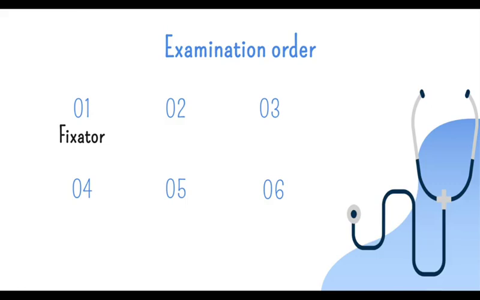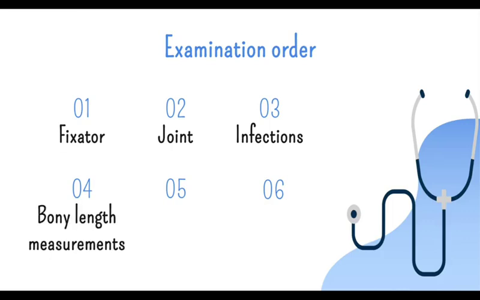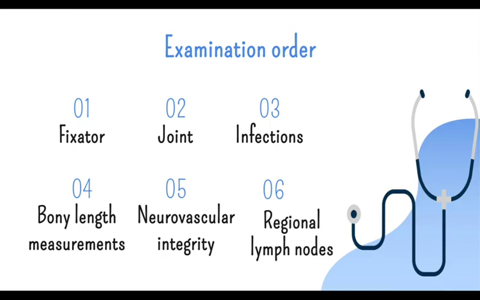First, we have to examine the fixator itself. The second one is the joint which had been immobilized. The third one is the infection. We have to look for infections surrounding the area. Fourth, we have to measure the bony length measurements. The fifth one is the neurovascular integrity. The last and the sixth one is the regional lymph node.